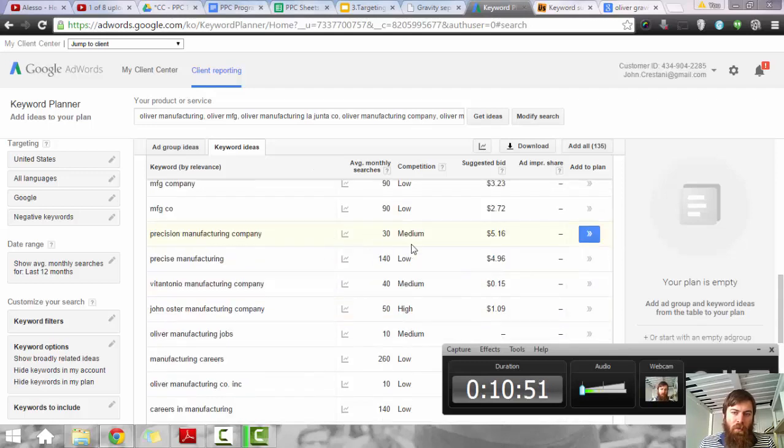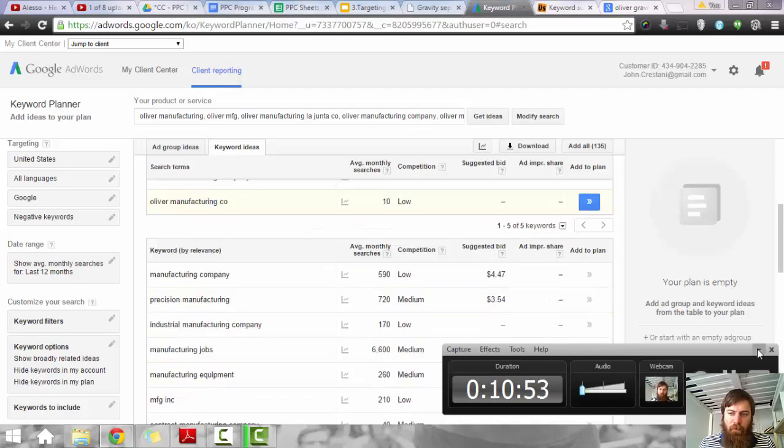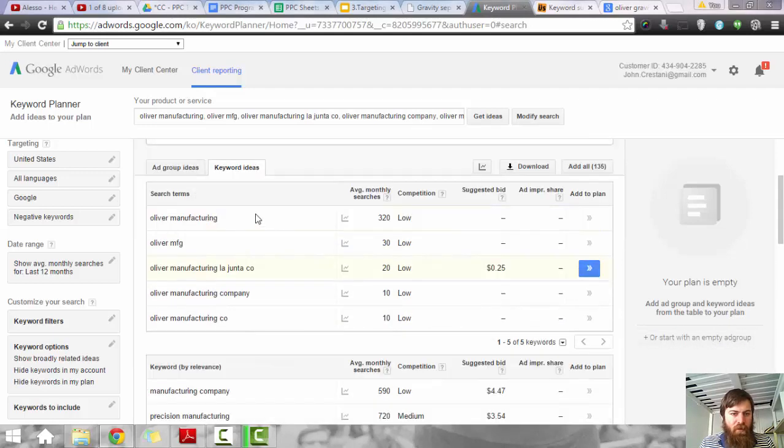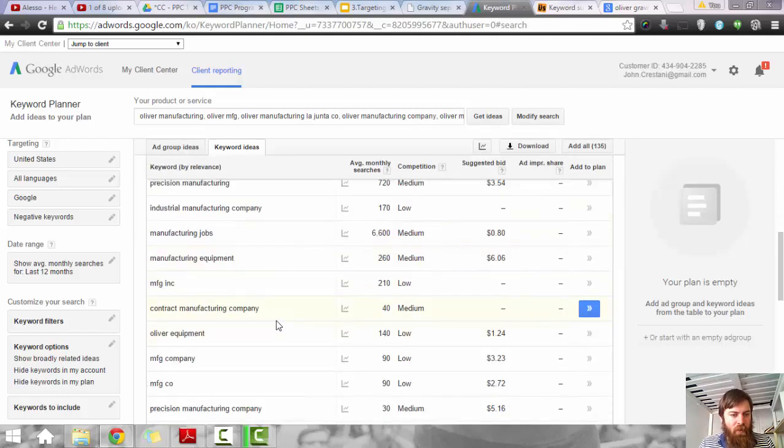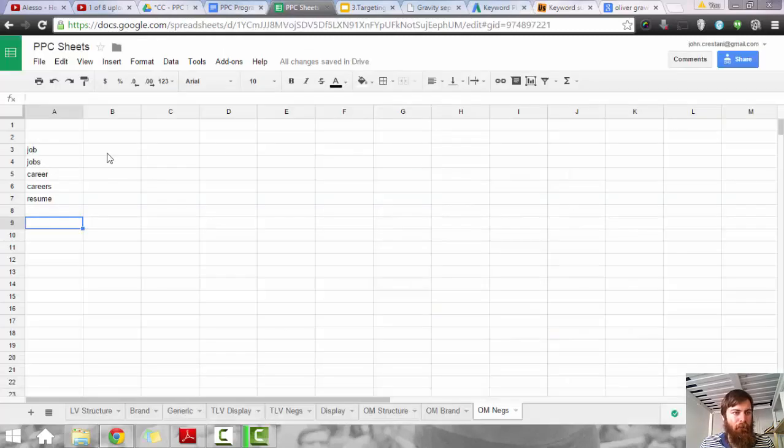So now we're looking at, okay, we have a couple searches. Oliver Manufacturing. Let's see if there are any others. What I'll also want to do is add equipment, or I'll just say Oliver equipment, as a negative. And we already have jobs and job.